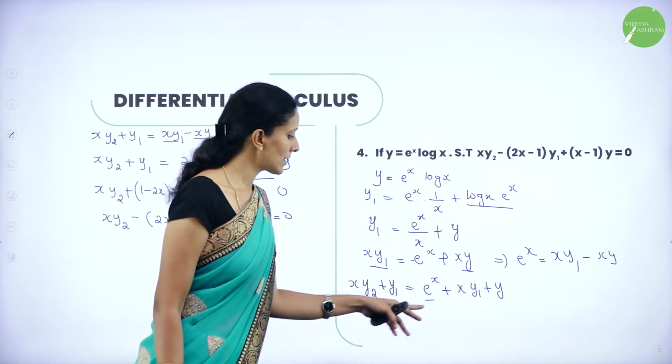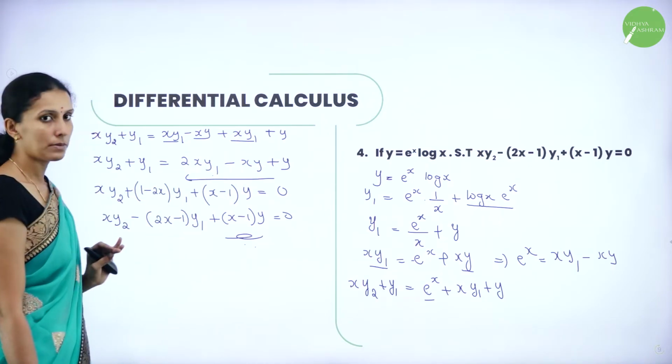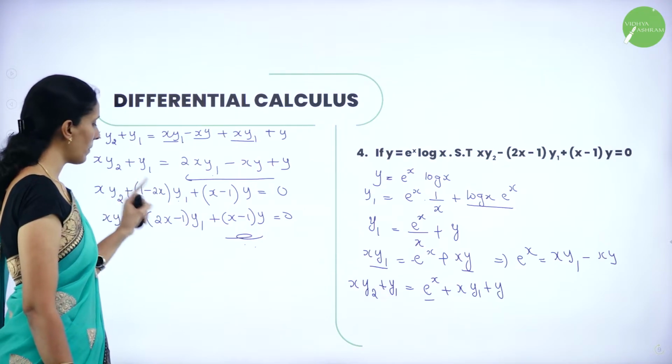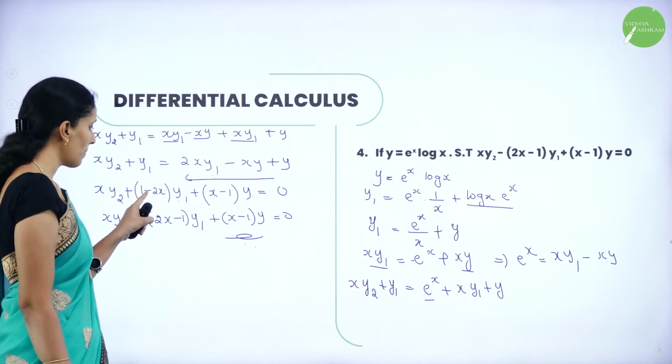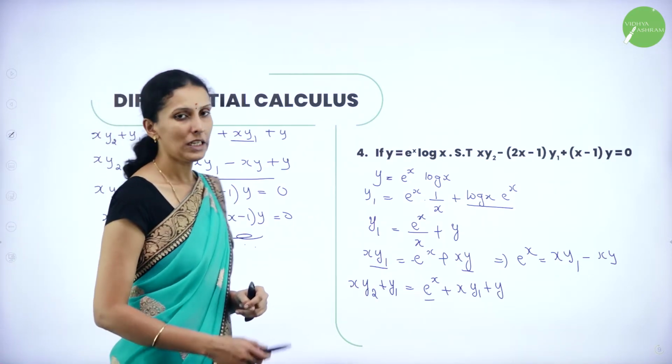Since e power x value has been replaced, shift all these terms to your left hand side. Take y1 as a common factor, you will get 1 minus 2x. But in the equation, you want 2x minus 1. So take minus common factor, it becomes 2x minus 1. And hence we got the result.